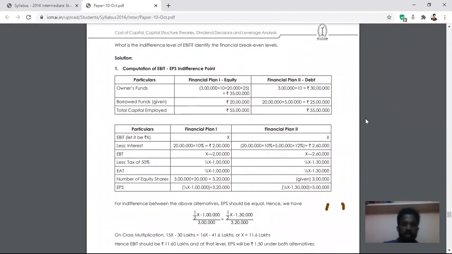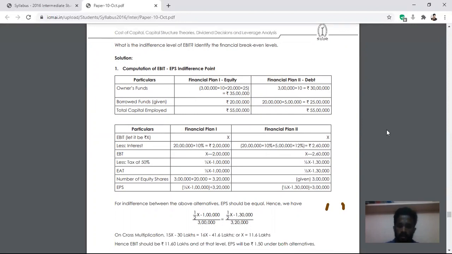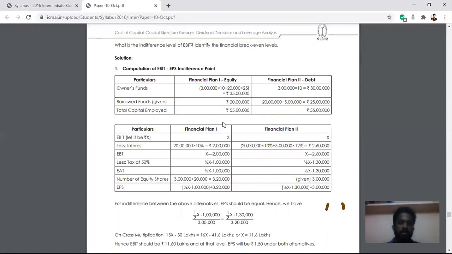And the next table explains the EPS, the indifference EPS. First they are assuming EBIT as X. Currently the EBIT is 17 lakhs, but we need the future EBIT after going with financial plan 1 and financial plan 2. So first they are assuming EBIT as X, then less interest. In financial plan 1, the interest is on the 20 lakhs of debentures already procured at the rate of 10%. So the interest is 2 lakh rupees. So EBT is X minus 2 lakh rupees.